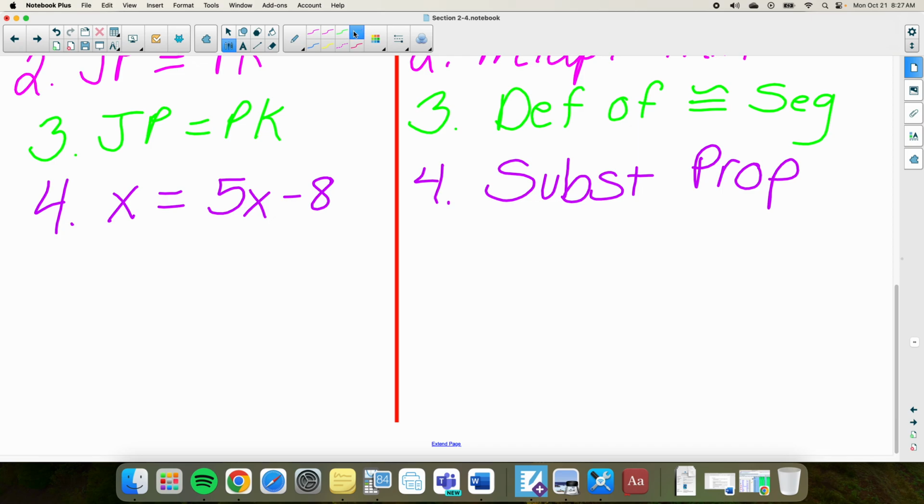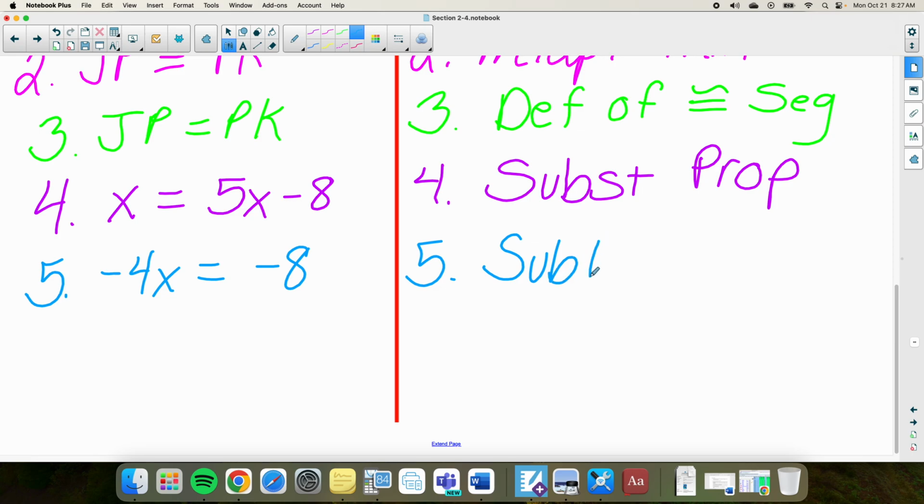Now we're back to an algebra proof. When I do these, I always try to get my x's onto the left-hand side. So I would bring that 5x over to the left by subtracting it. I'm going to subtract 5x from both sides, and I would get negative 4x equals negative 8, and that would be the subtraction property.